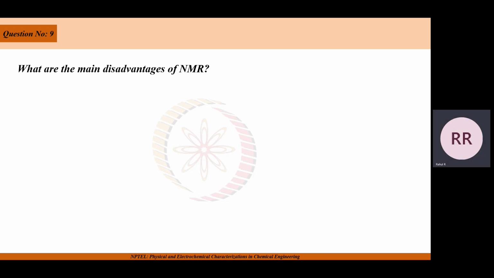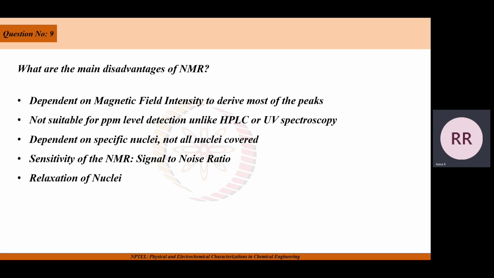So, did you guys get enough time to think about the answer? The question was, what are the major disadvantages of NMR? The answer is that the major disadvantages are mainly the dependence on magnetic field intensity to derive most of the peaks. So we need to have an idea about the magnetic field intensity to get an idea of most of the peaks.